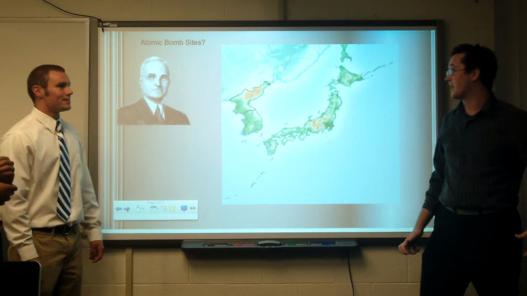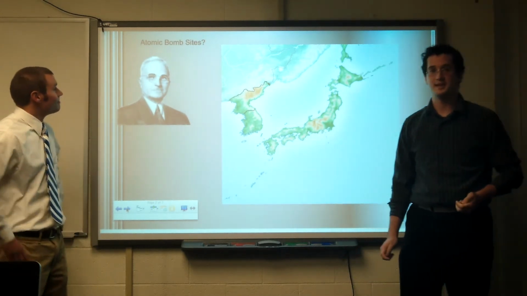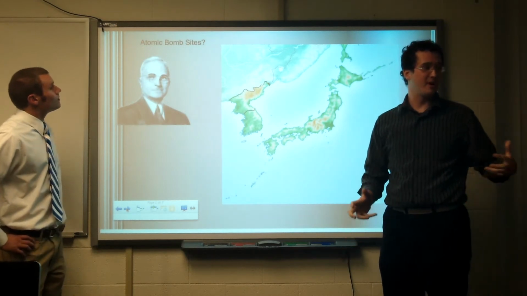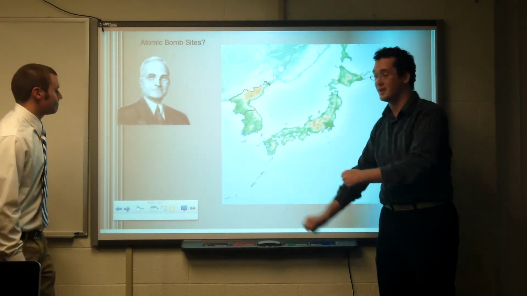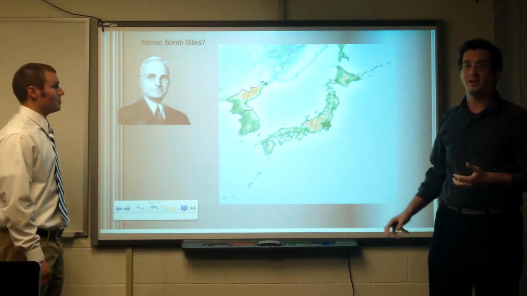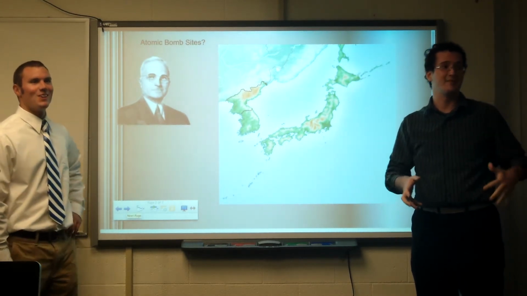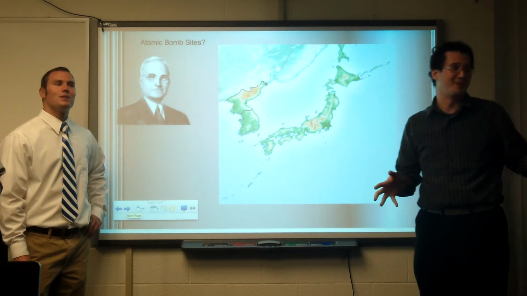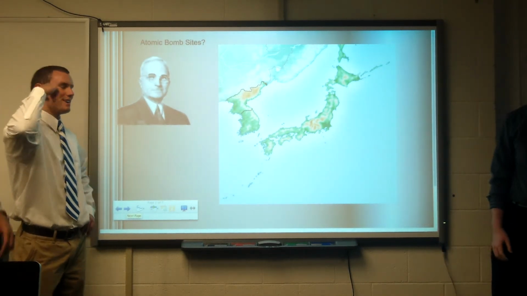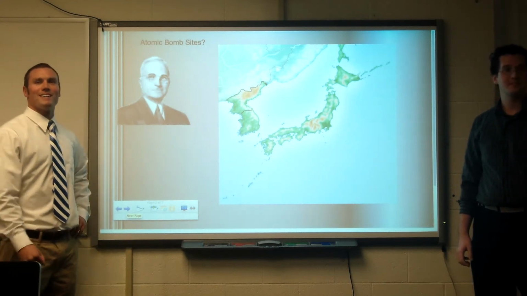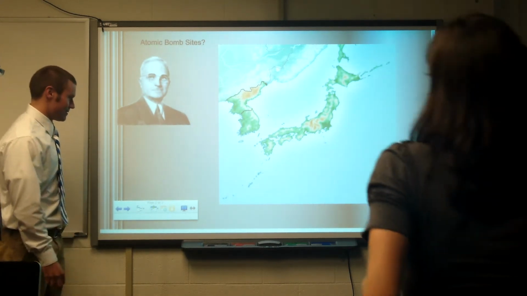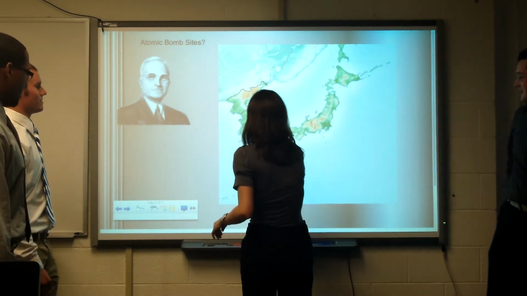All right, right here we have a picture of the president at the time of the dropping of the two atomic bombs. So can I have a volunteer to come up to the board, take one of the whiteboard markers, and maybe mark on the map where you think one of the atomic bomb sites was? Can I have a volunteer before I start picking people? Anybody. Somebody. Okay, you come on. Just guess anywhere. Yeah, just make a little dot on the map.